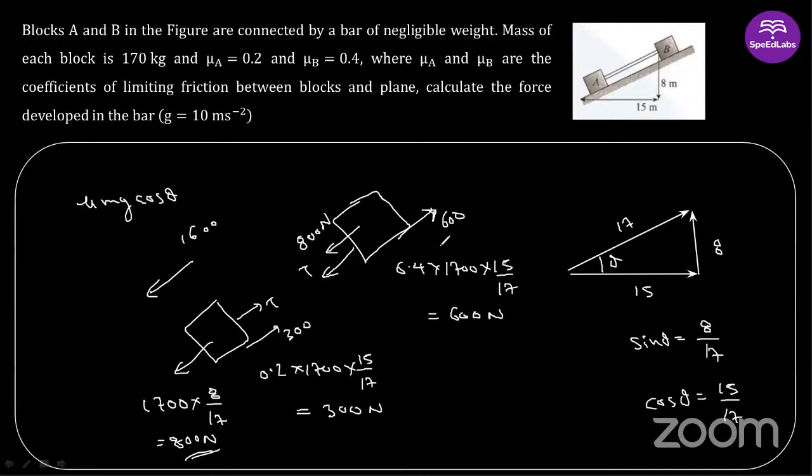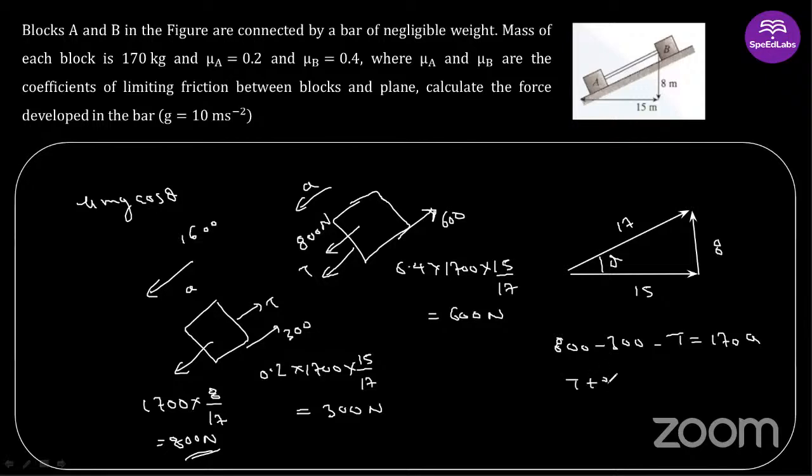And tension, what about tension? If you see, it is moving in the downward direction. We'll find the tension, don't worry. We just need to calculate the force developed in the bar. We need to get T. For T, just write the equation and let us say both of them are moving with the same acceleration A in the downward direction. For the first, the equation will be 800 minus 300 minus T is equal to MA. What is M? M is 170 into A. For the second, I can write T plus 800 minus 600 is equal to MA.